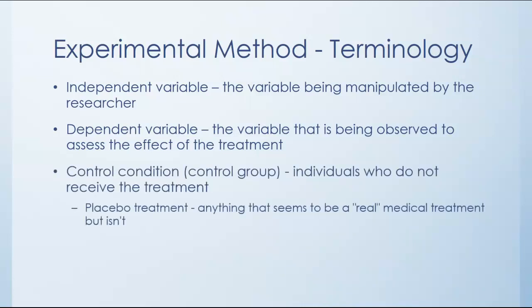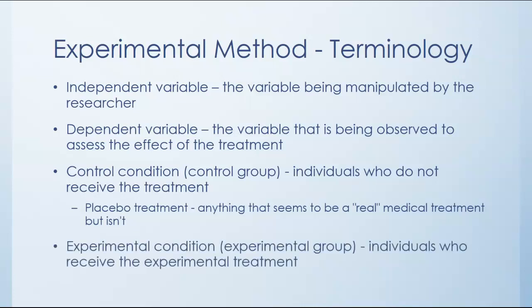Okay, so we talked about the control group or the control condition. These are individuals who do not receive a treatment. We also have the term placebo treatment. This is anything that seems like real medical treatment but isn't. So you'll hear people say that they gave them a placebo. This is what we're talking about. We think it's actual medication, but it's not. We do this in medical studies to see if the medicine actually works or if it is the mind that is making the medicine work. So it's a really kind of strange concept to look into. And the last is our experimental condition, our experimental group. These are individuals who actually receive the treatment.